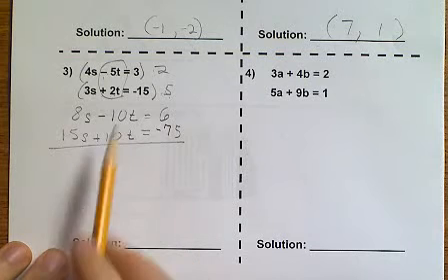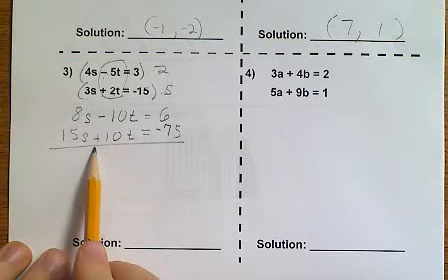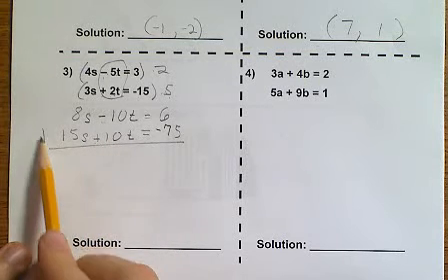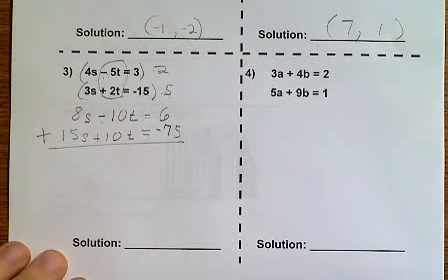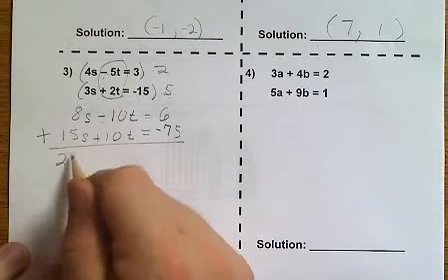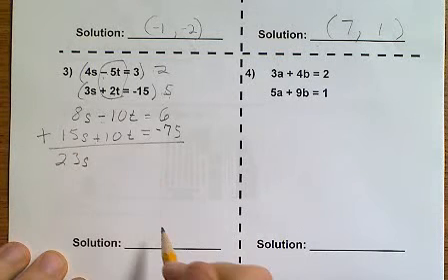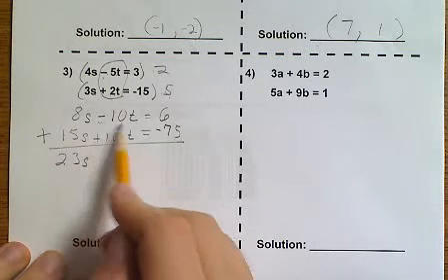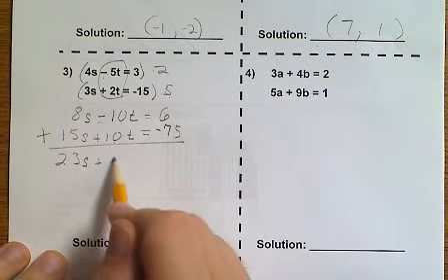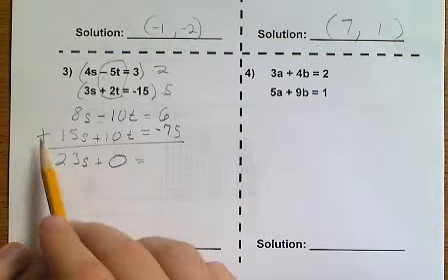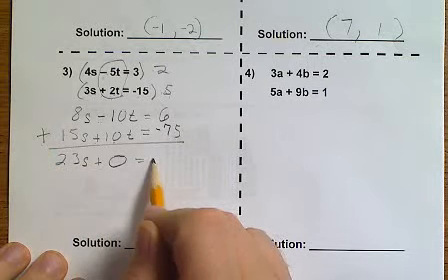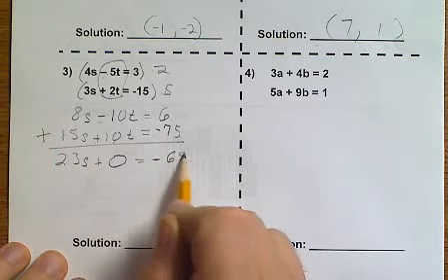Now because this one is negative and this one is positive, the signs are different, so I'm just going to add. 8 plus 15 is 23. Negative 10 plus 10 makes 0. 6 plus negative 75 would be negative 69.